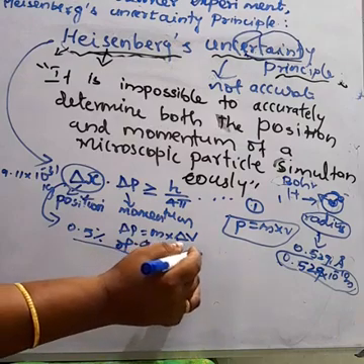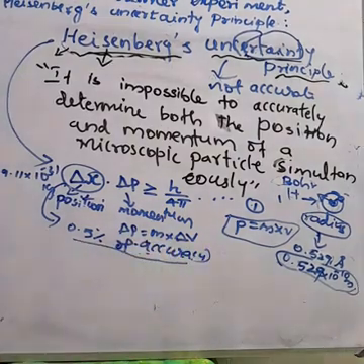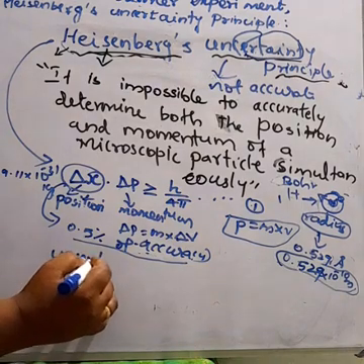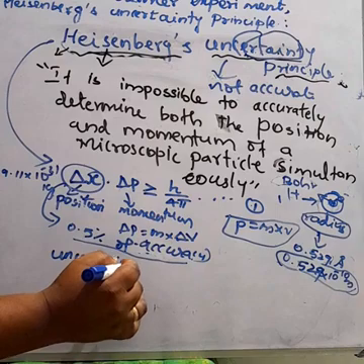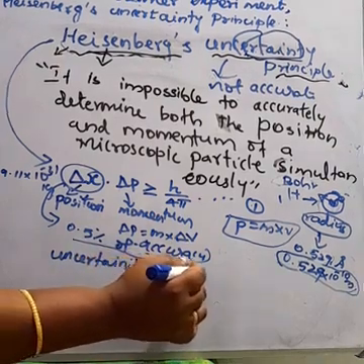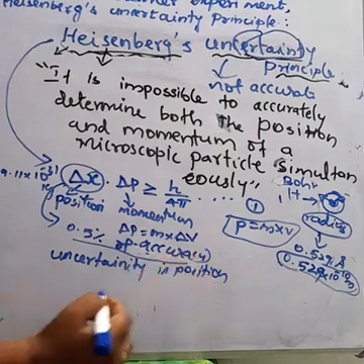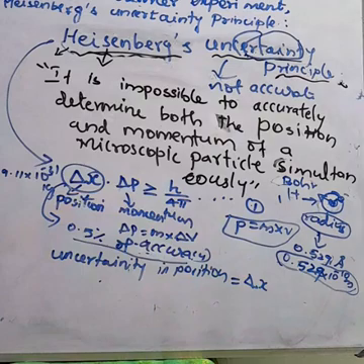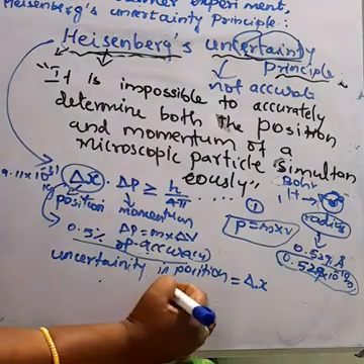So the uncertainty in position is equal to delta x. Delta x is equal to how much percentage?